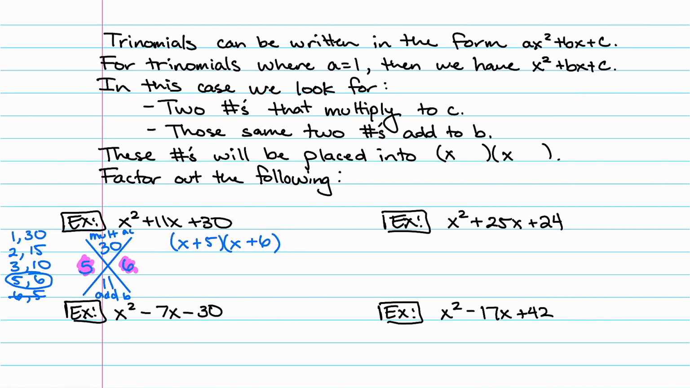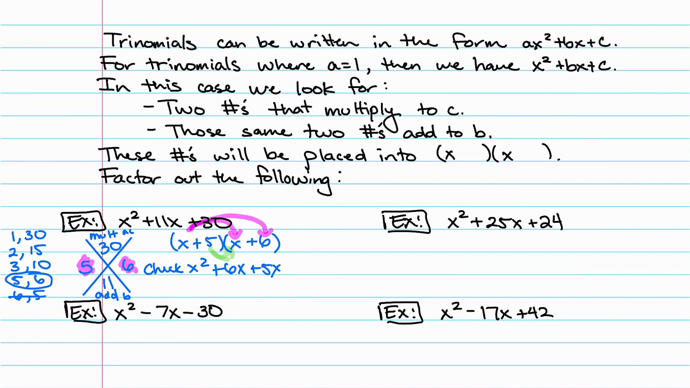Now I can always run a check by actually distributing it out, and let's just make sure that this works. X times x is x squared. X times 6 is 6x. 5 times x is 5x.